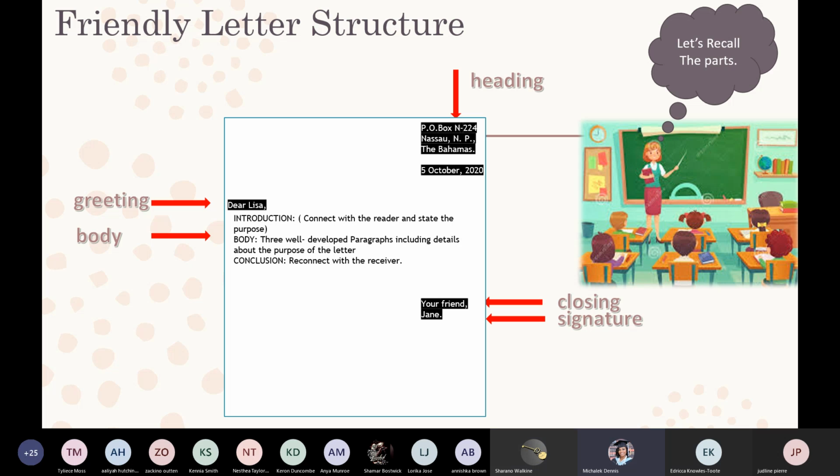Now, it may get a little tricky, but let me explain. If you don't want to put NP and you just want to put Nassau, Bahamas, you do not need to put the Bahamas underneath. All you would have to put is Nassau, comma, Bahamas. Skip a line and then your date. But if you are going to put New Providence or the abbreviation for New Providence, you have to put the Bahamas after Nassau, comma, NP. Then you have to put the Bahamas.